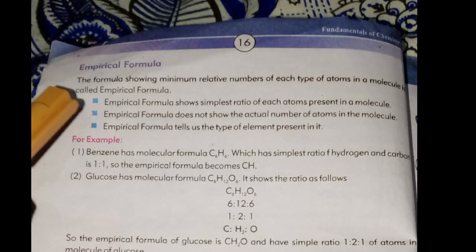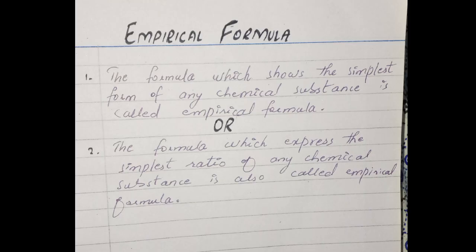What is an empirical formula? The formula showing the minimum relative numbers of each type of atom in a molecule is called the empirical formula. It is the basic definition which is given in the book. In simple words, the formula which represents the simplest form of any chemical formula is called the empirical formula, or the formula which expresses the simplest ratio of any chemical substance is also called the empirical formula.